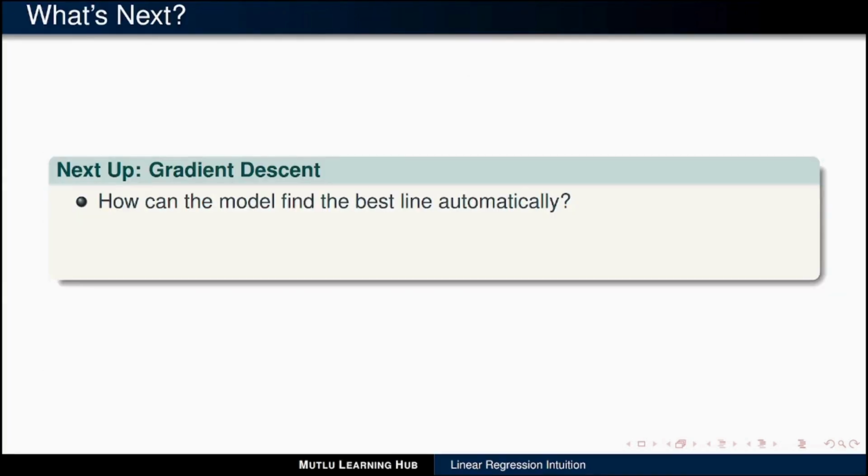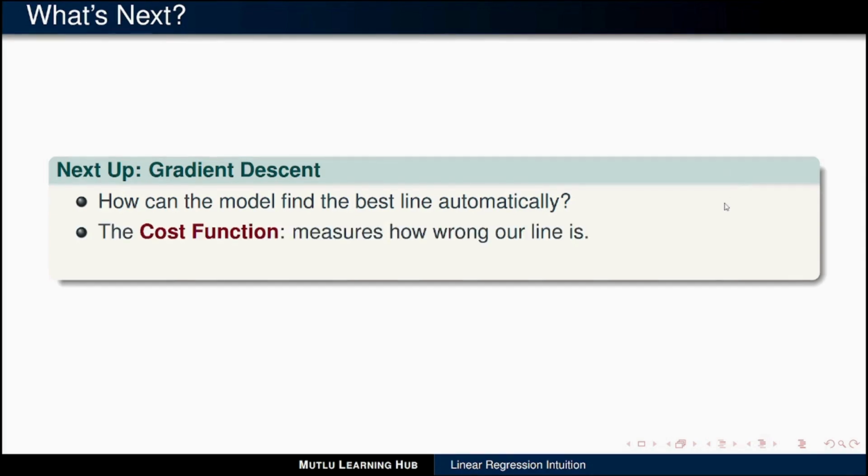So far, we've talked about fitting a line to data, but how can a model actually learn the best line on its own? That's what we'll explore next. We'll start with the cost function, a way to measure how wrong our current line is. If the line's predictions are far from the actual data, the cost is high. If it's close, the cost is low. Then we'll move to gradient descent, a process where the model automatically adjusts its parameters, that's beta 0 and beta 1, little by little to minimize the cost. Think of it as teaching your model to improve itself, one small step at a time.